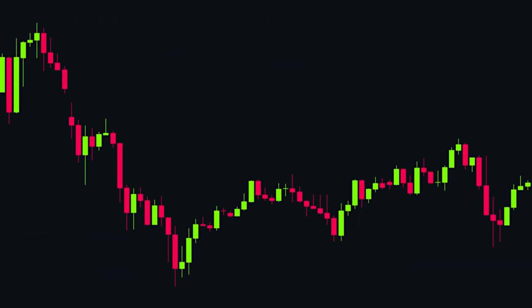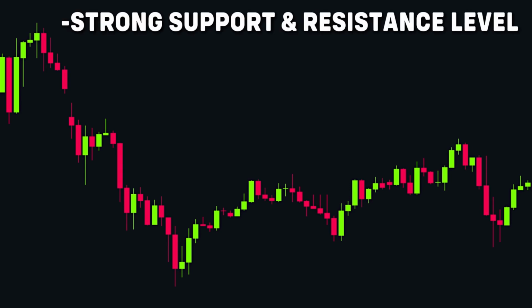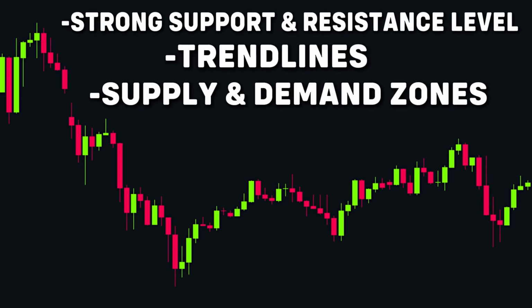When a candlestick pattern forms right at a key level like a strong support and resistance level, trend line, or supply and demand zone, it's no longer just a pattern. It becomes a high probability setup.